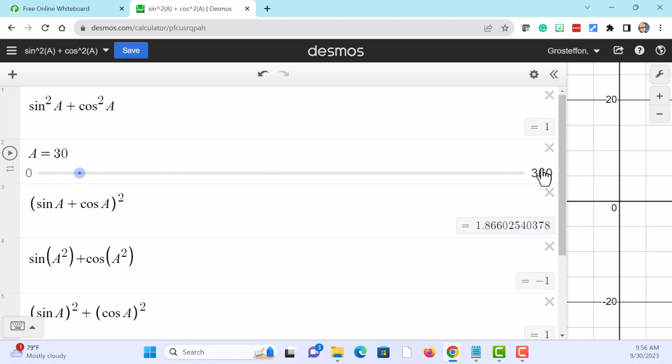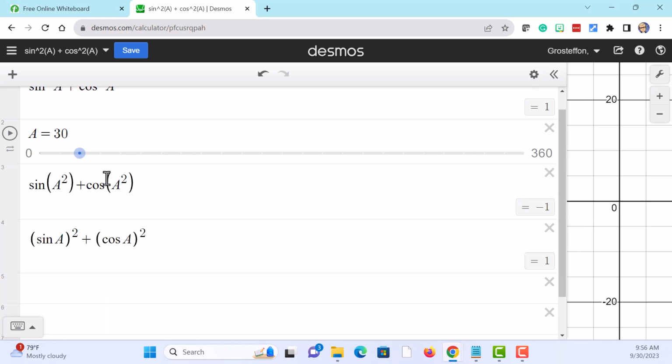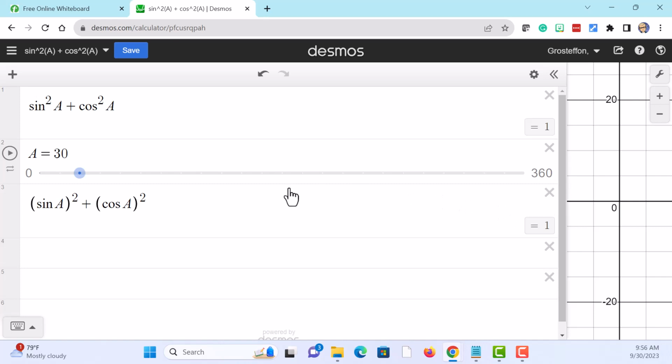In that case, we see that sine squared a plus cosine squared of a is 1, but the square of sine a plus cosine a is about 1.866. So we can eliminate that choice. Sine of a squared plus cosine of a squared is equal to negative 1. We can eliminate that choice because it's not equal to positive 1. And here's sine of a quantity squared plus cosine of a quantity squared. That is equal to 1. So let me run the animation and see. Are these two always equivalent to each other?